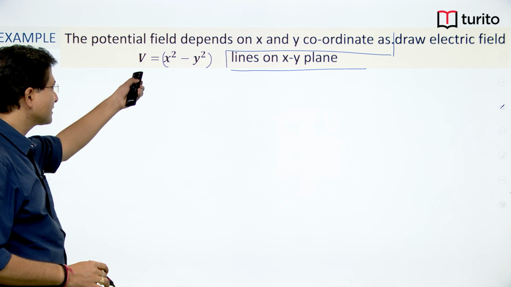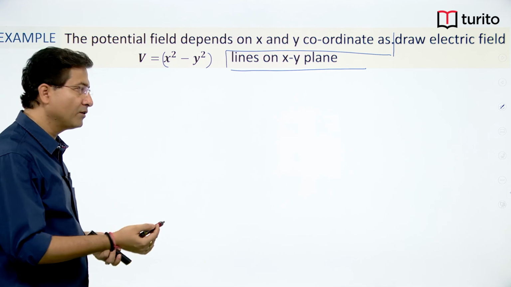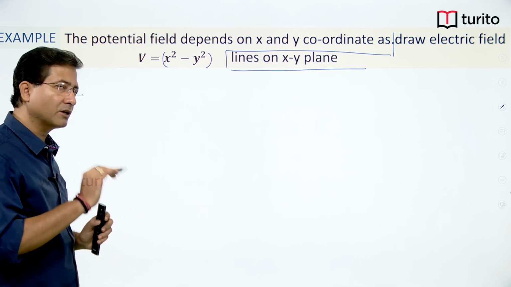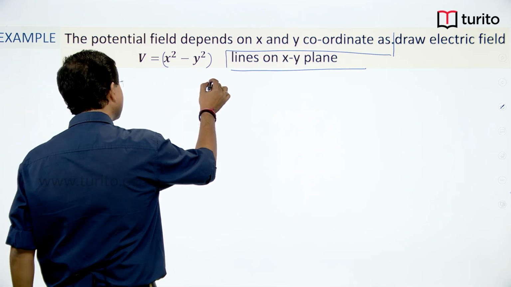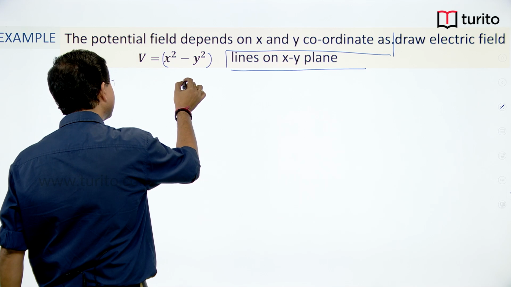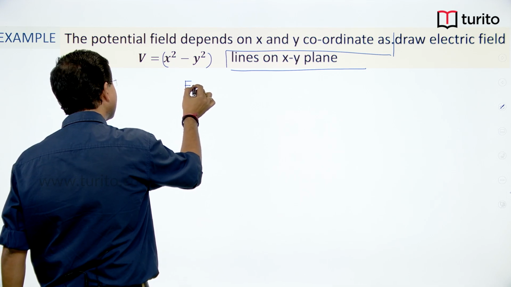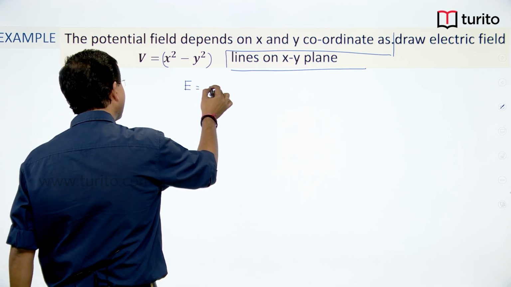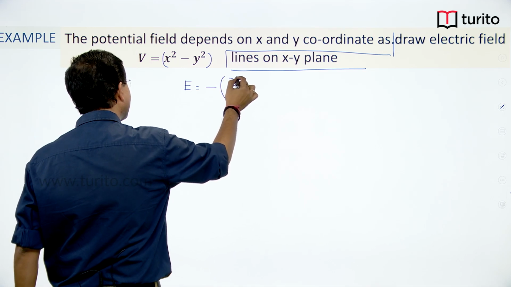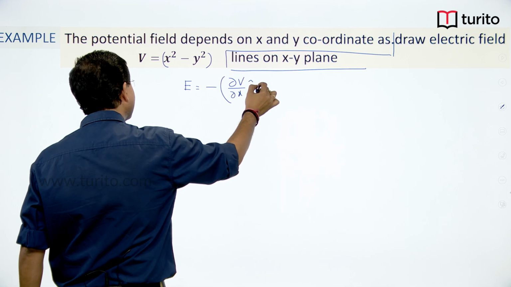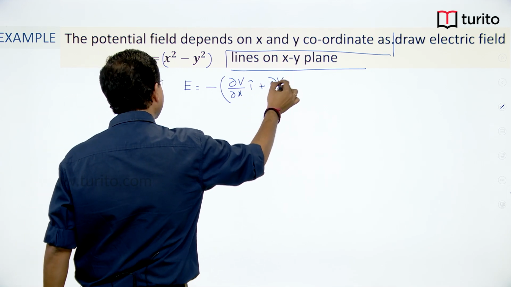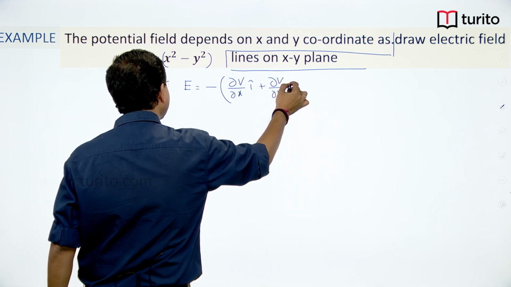One step is just added: instead of giving the field, now the potential is given. From potential we know how to reach the field. The formula is E is equal to minus partial differentiation of V with respect to x i cap plus partial differentiation of V with respect to y j cap.